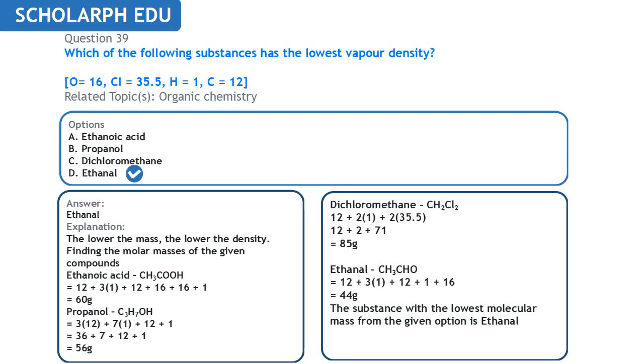The next one is ethanal CH3CHO: 12 for carbon plus 3 times 1 for hydrogen plus 12 for carbon plus 1 plus 16, we are getting 44 gram. So look at which of these has the lowest molecular mass, and that is ethanal. So it is going to have the lowest vapor density.